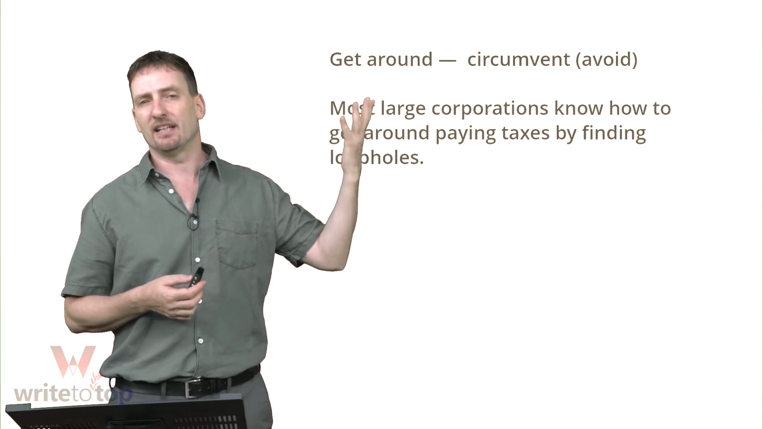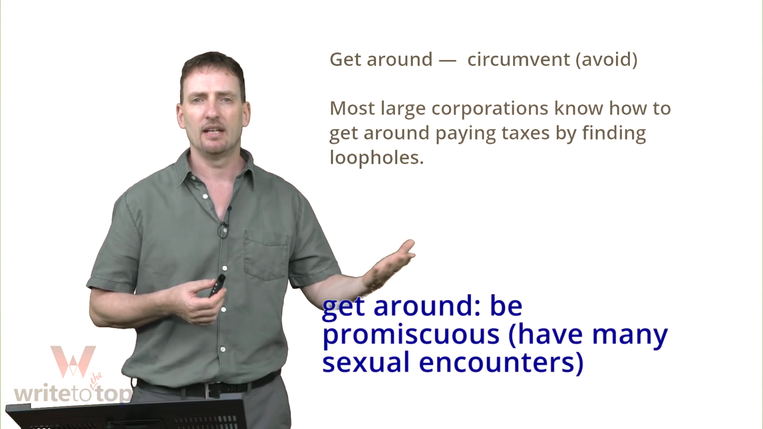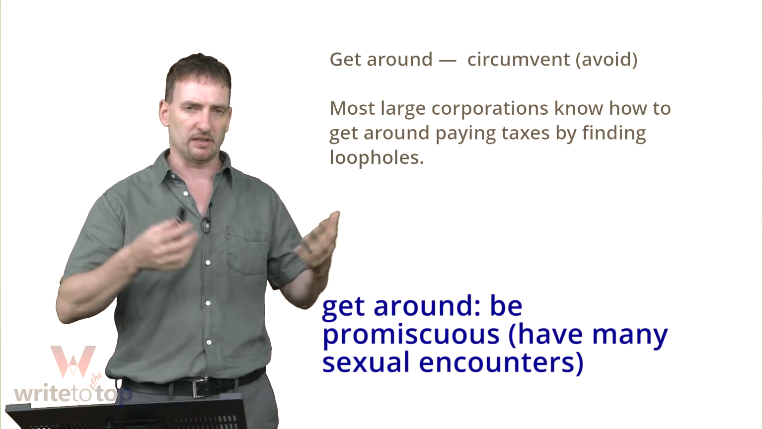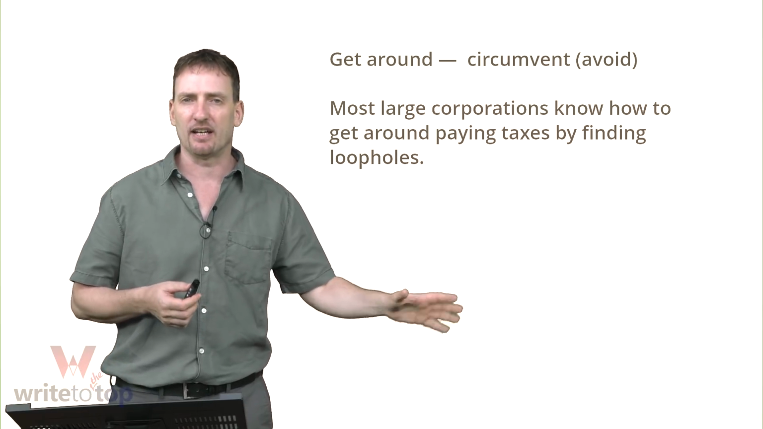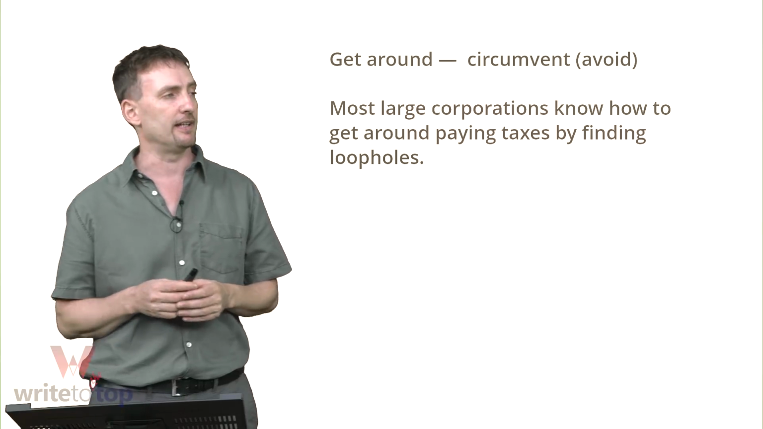The slang meaning of get around, if you're talking about a person who gets around a lot, is a person who has many sexual partners. A person who is a little bit promiscuous is another word for it. Slang, don't use that in your writing. Get around, to circumvent, absolutely use that in your writing.